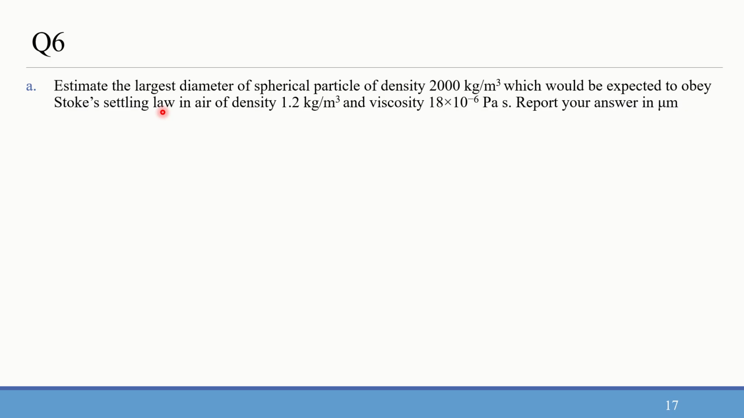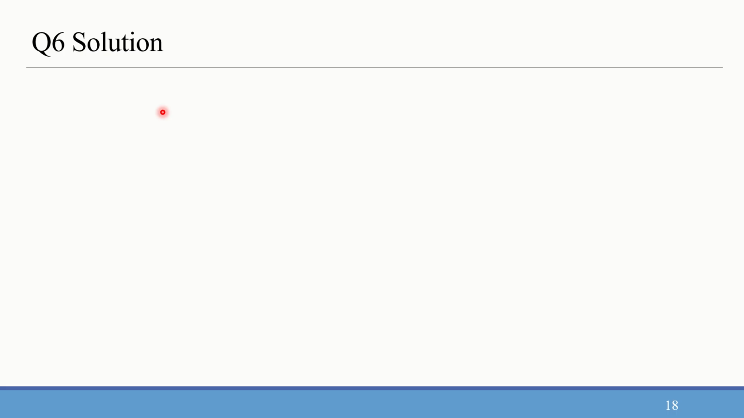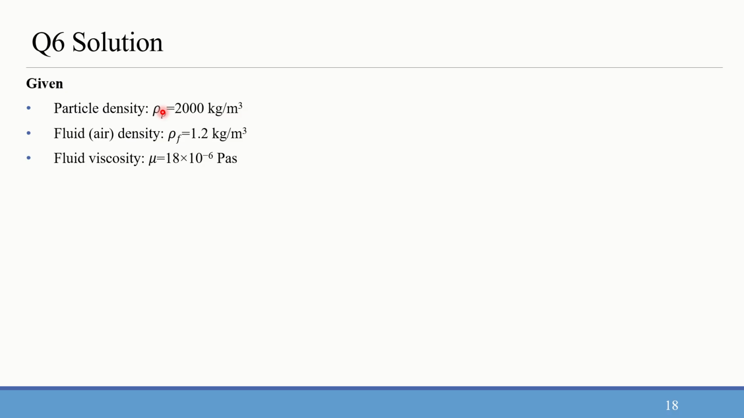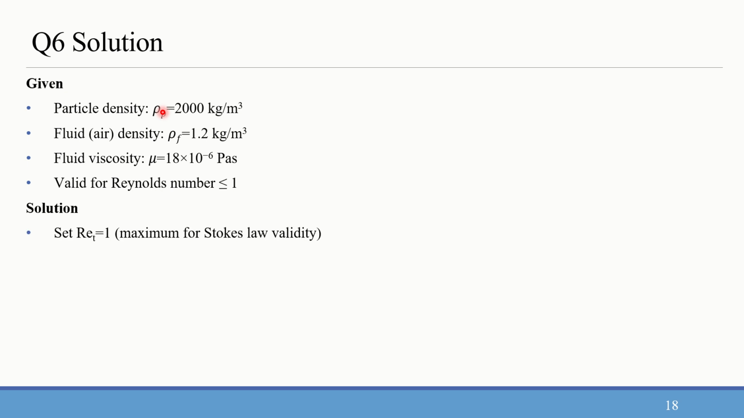We'll just see the steps now. Solution: given particle density 2000 kg per meter cube, fluid density 1.2 kg per meter cube, fluid viscosity 18 into 10 power minus 6 pascal second, and valid for Reynolds number less than or equal to 1. That is the Stokes regime. So set Re_t equal to 1, the maximum for Stokes law validity, and Re_t is equal to rho Vt dp by mu. So mu is known, rho is known, Vt and dp are unknown.